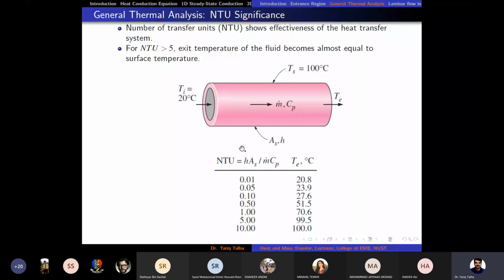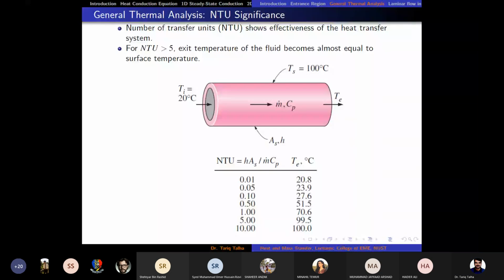Whenever we are designing any heat exchanger, we need to make sure that the NTU value for that pipe is in the range of 3 to 4, because at 1 there is still 30 degrees which the fluid can gain, but if we increase it to maybe 4, then maybe 95% heat would be transferred. So that is the concept of NTU.